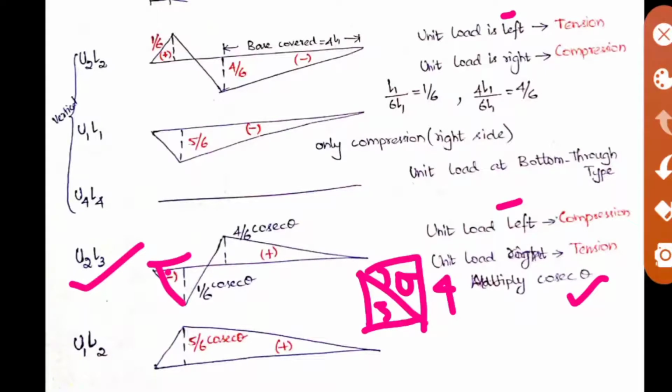Okay, the next is U1 L2. So U1 L2 is your first member. So in the first member, on the left side of that element we don't have any structure. So the right side only is having the structure. So obviously it will be only tension. So from U1 to this U2 you will be getting this tension, and then you will be getting the tension only. So it will be a positive sign, and the answer, that is the ordinate, will be 5 by 6 cosecant theta.